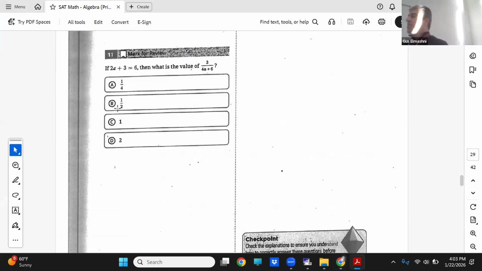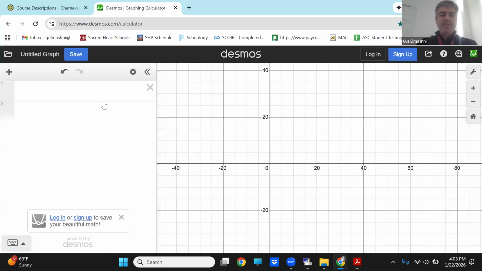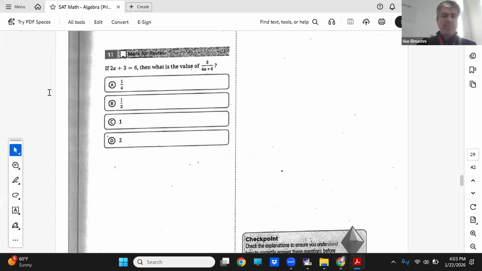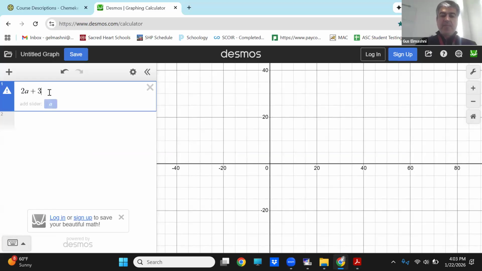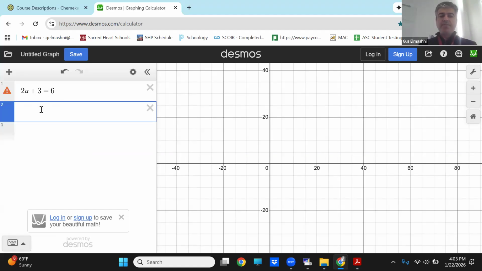I'm discovering Desmos too sometimes when I'm doing this. All right. Let's back up here. So they give us information, right? Let's type in the way it looks. Let's do what I've been saying all along. So I have 2a plus 3 equals 6, right? And then 3 divided by 4a plus 6.